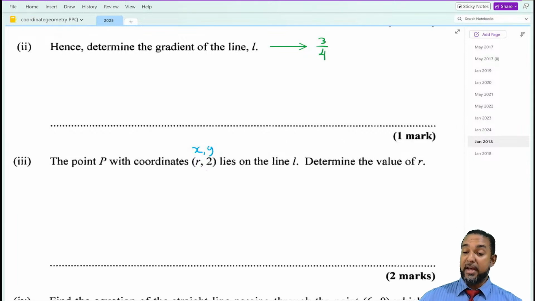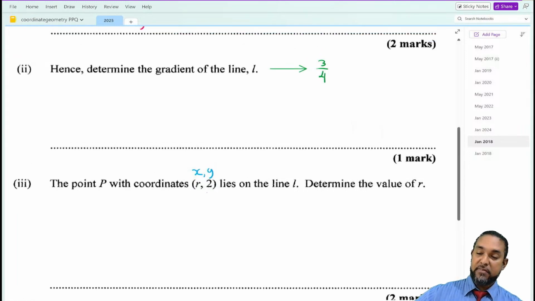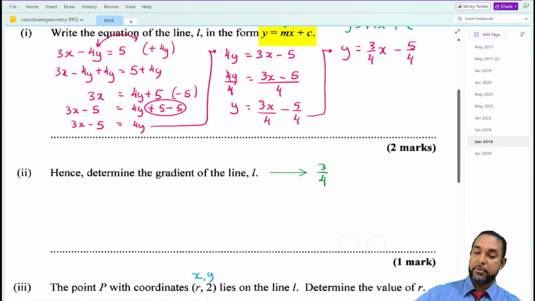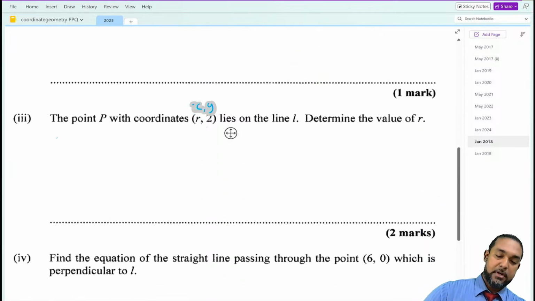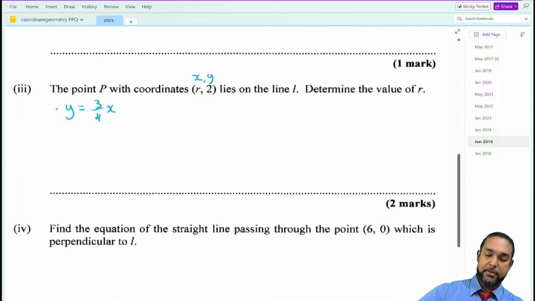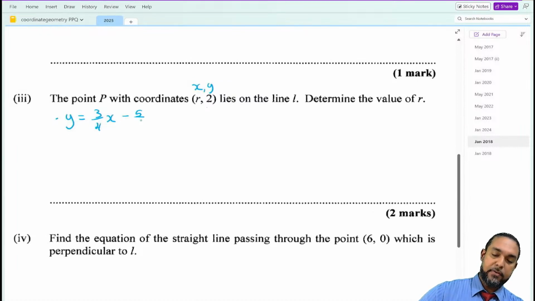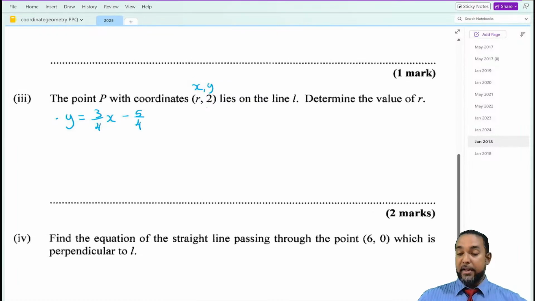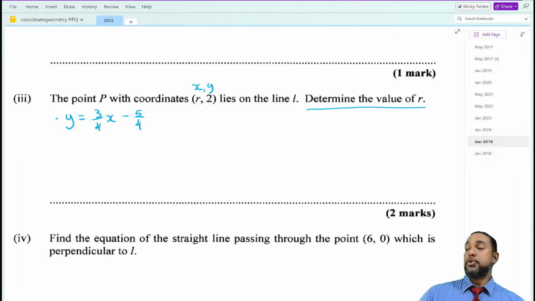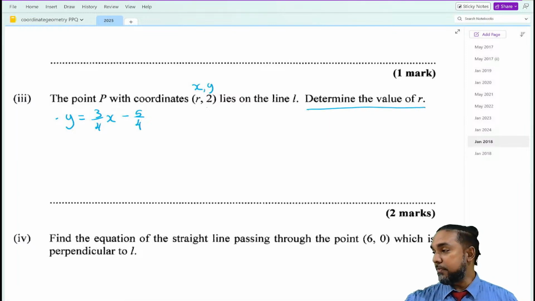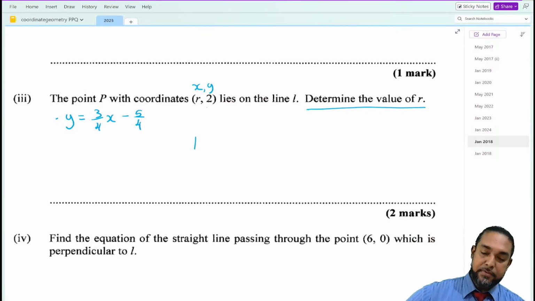And it lies on the line L, right? And the equation of line L we just saw was y is equal to 3/4 x, was it plus or minus? It was minus, sorry. Minus 5 over 4, right? And here they said determine the value of r. So what they are asking us to do is to find the x coordinate, given that we have the y coordinate.